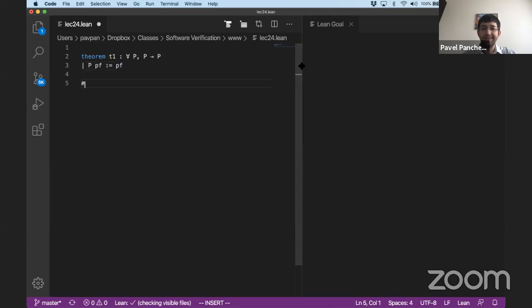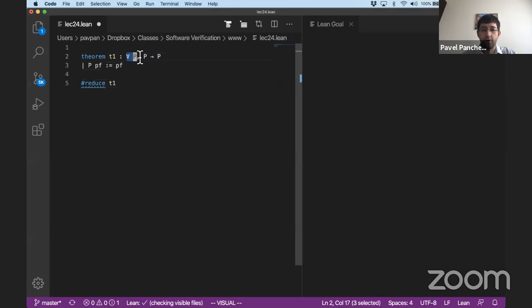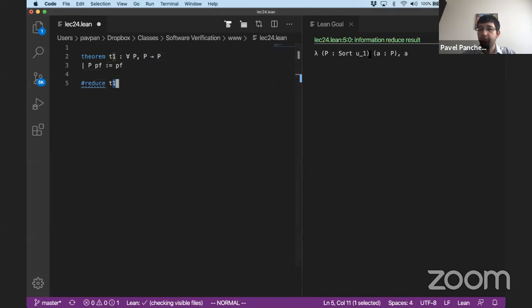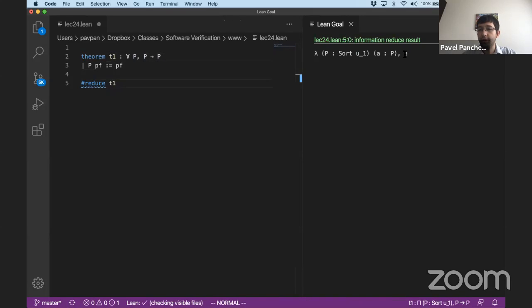So let's see what Lean actually thinks T1 looks like. You see on the right-hand side here that what Lean thinks T1 actually is, it is a lambda term, which takes two arguments. That first argument is P, and that's from that for all P. And then that second argument to the lambda term is A of type P. And it's returning A.